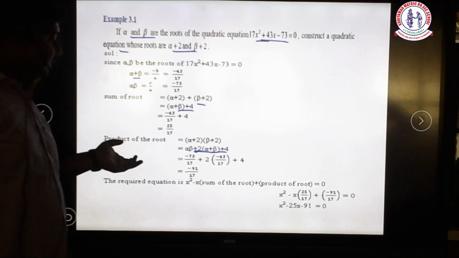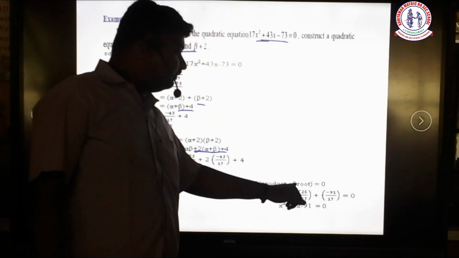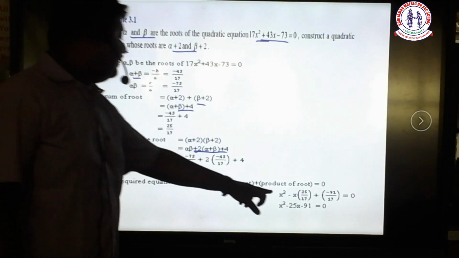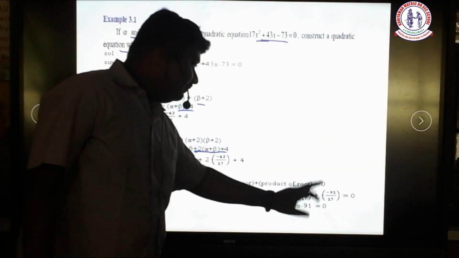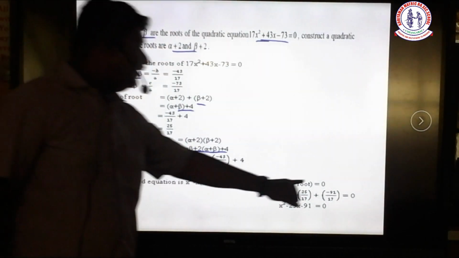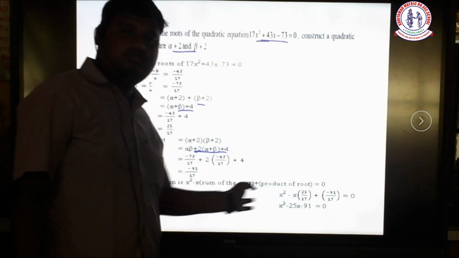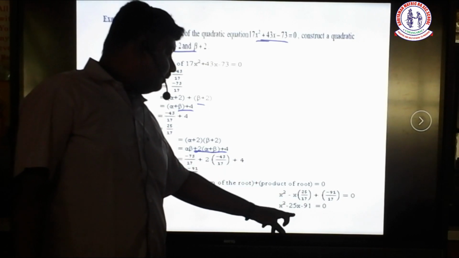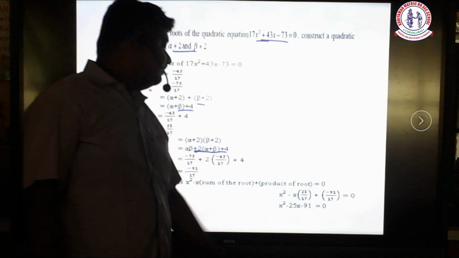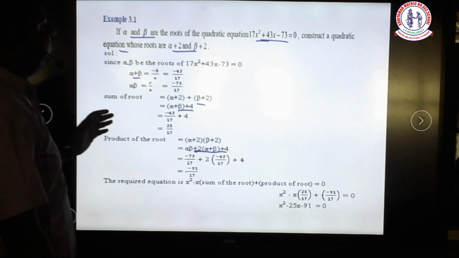Now, how do we form the quadratic equation? We know the formula: x square minus sum of roots into x plus product of roots is equal to 0. So we apply it: x square minus 25 by 17 x, plus the product of the roots, minus 91 by 17, is equal to 0. If we multiply both sides by 17, we get 17x square, the 17s cancel, minus 25x, and minus 91 is equal to 0. This is the way to solve this problem.